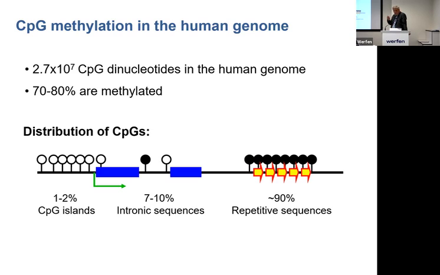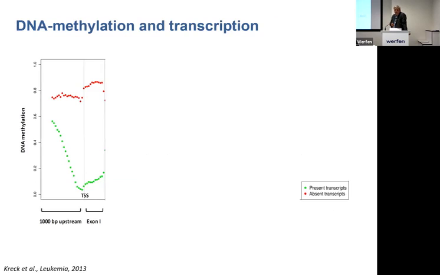The typical textbook view is that you have promoter regions which can be methylated or unmethylated, some of them linked to CpG islands with a high density of CpGs. Then you have intronic sequences which can be methylated or not. And then there is a role of DNA methylation to silence repetitive sequences so that they will not jump around in the genome. So that's a bit of textbook. Is this true? In part, it's true.